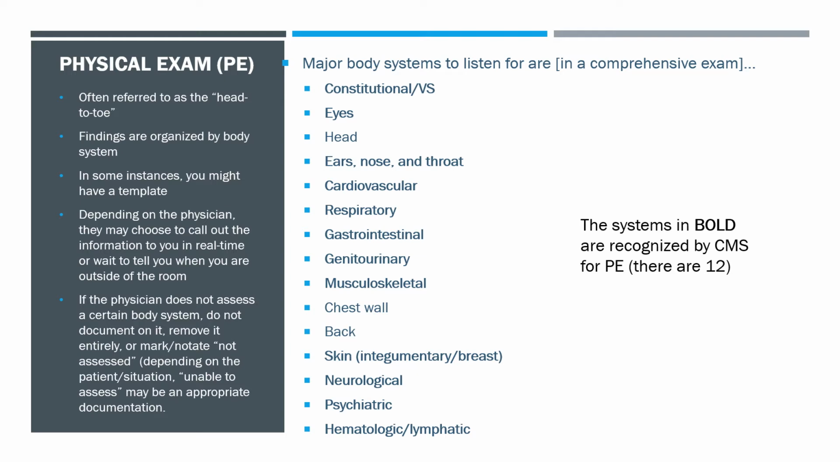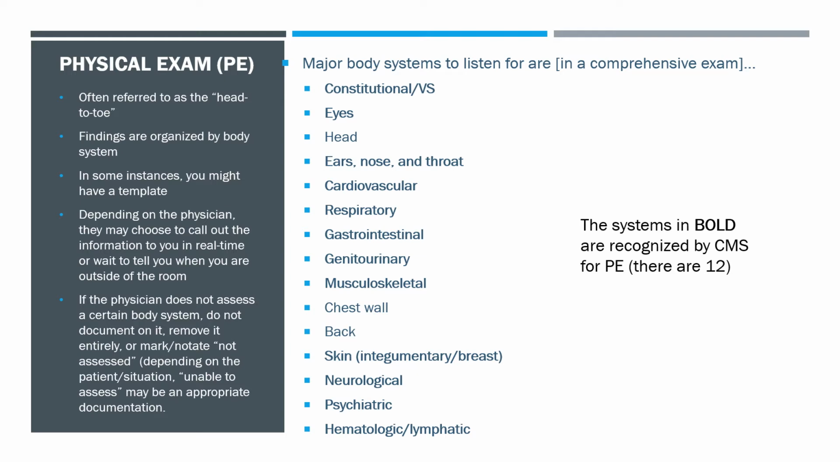If the physician does not assess a certain body system, do not document on it. Remove it entirely, or notate not assessed. Depending on the patient and situation, unable to assess may be an appropriate documentation. A situation where you're unable to assess the bilateral radial pulses would be if the person had bilateral upper extremity amputations. You can't assess a radial pulse.